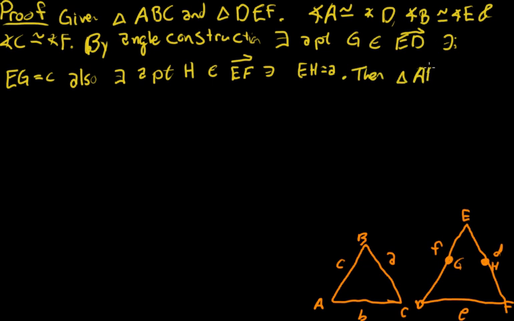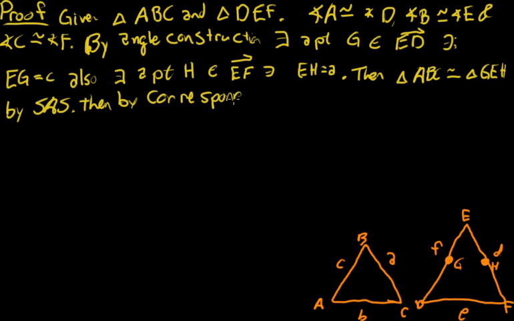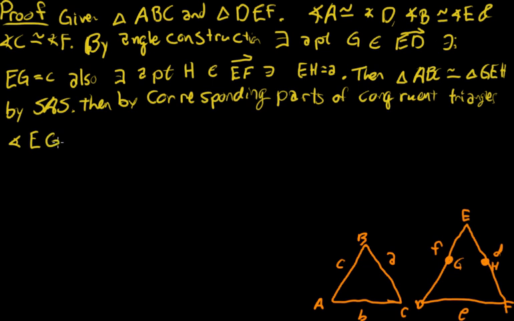Then triangle ABC is congruent to triangle GEH by side angle side. Then by corresponding parts of congruent triangles, angle EGH is congruent to angle A. Then angle EGH is congruent to angle D.